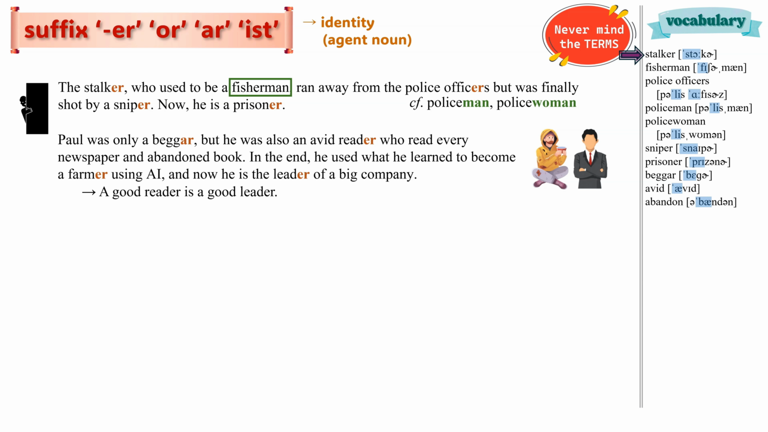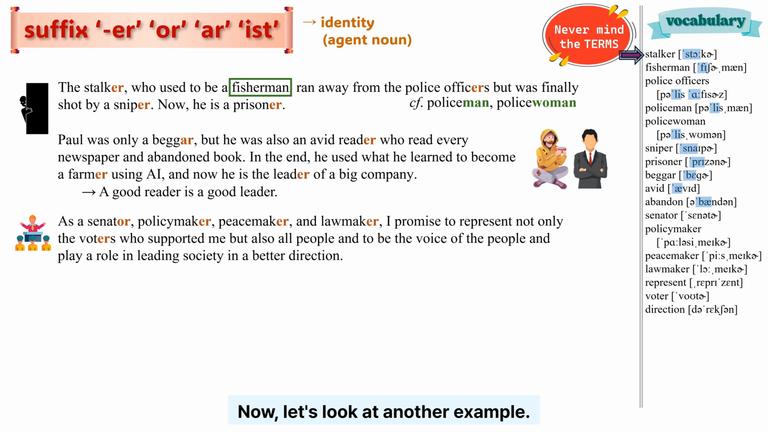The stalker, who used to be a fisherman, ran away from the police officers but was finally shot by a sniper. Now, he is a prisoner. Paul was only a beggar, but he was also an avid reader who read every newspaper and abandoned book. In the end, he used what he learned to become a farmer using AI, and now he is the leader of a big company. Now let's look at another example.